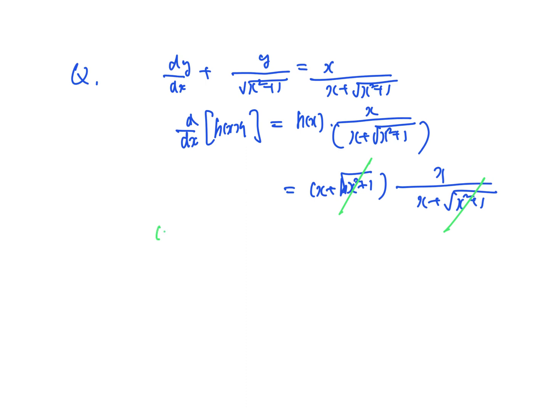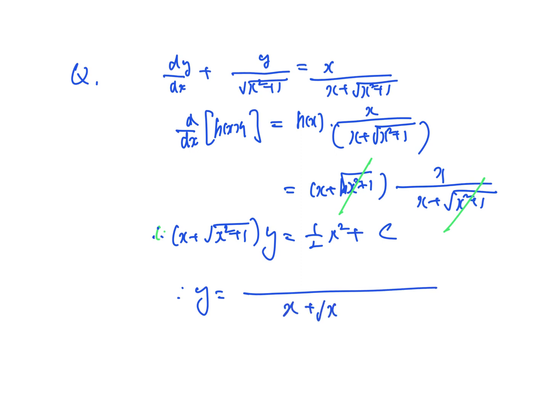So x plus square root of x squared plus 1 times y is 1/2 x squared plus c, or y is equal to one over x plus square root of x squared plus 1 times 1/2 x squared plus c, right? What else?